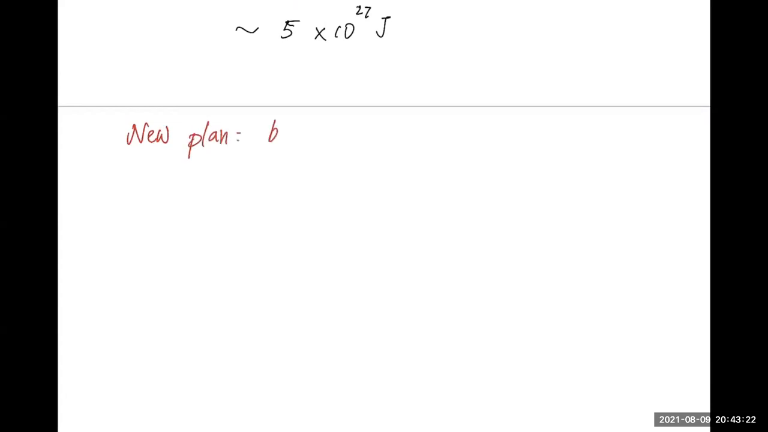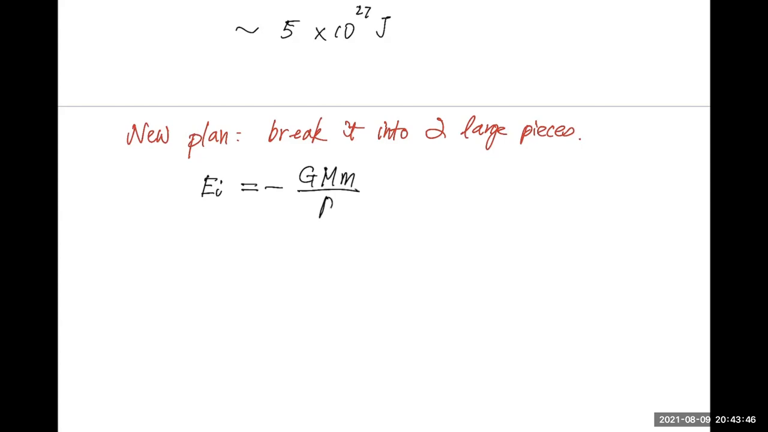Break it into 2 pieces. Only into 2 pieces, not an infinite number of pieces. 2 large pieces. Okay, so E initial is negative G m M over R.